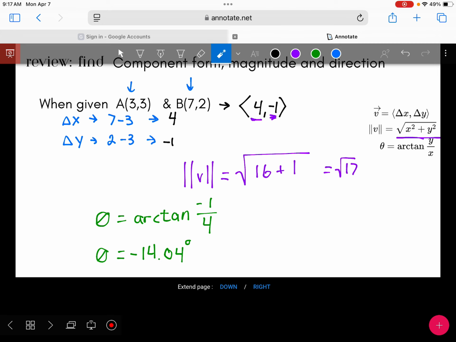If you're on radians, you add pi. If you're in degrees, you add 180. Because we'd go around half a circle to get to the correct quadrant.